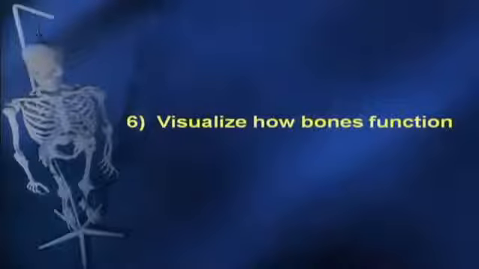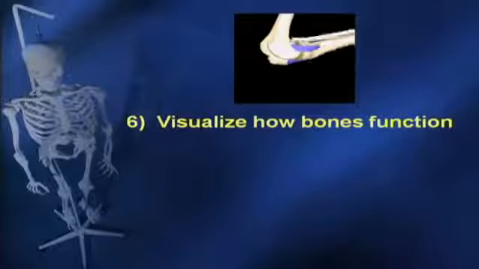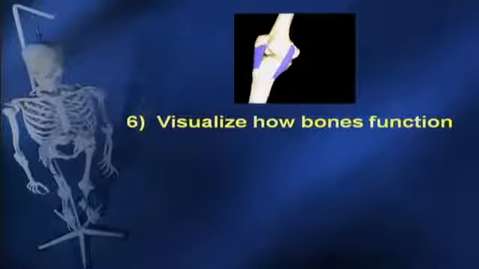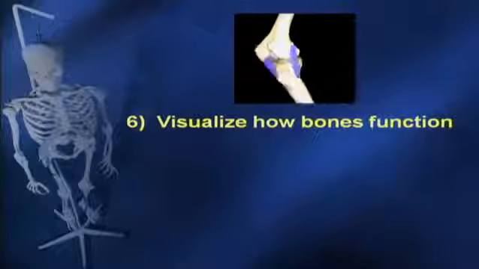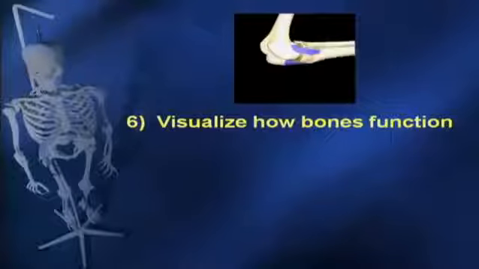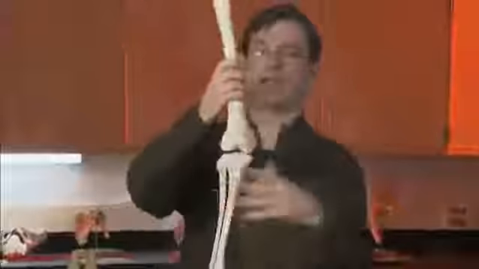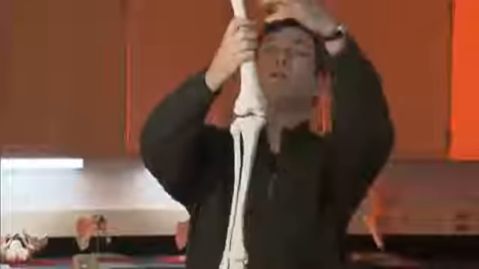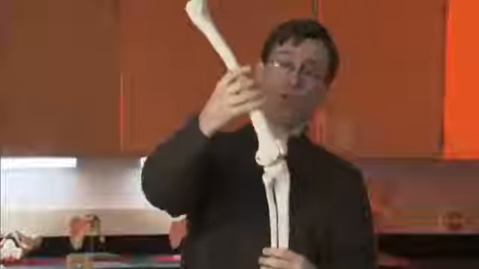Number 6, new point, visualize how bones function. So for example, if you look and see this image, it's showing us an image of the knee joint. And as I look at that image of the knee joint, I can actually say to myself, here's a knee joint, and here is the femur connected to both the tibia and the fibula. And so if I were in lab, you may have a whole articulated lower limb like this, or the bones might all be in individual pieces.